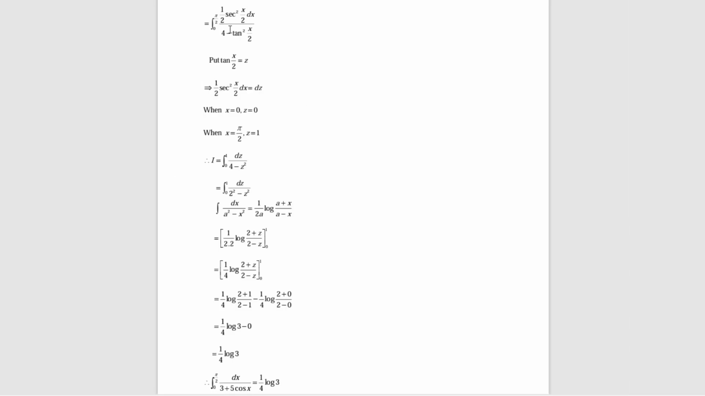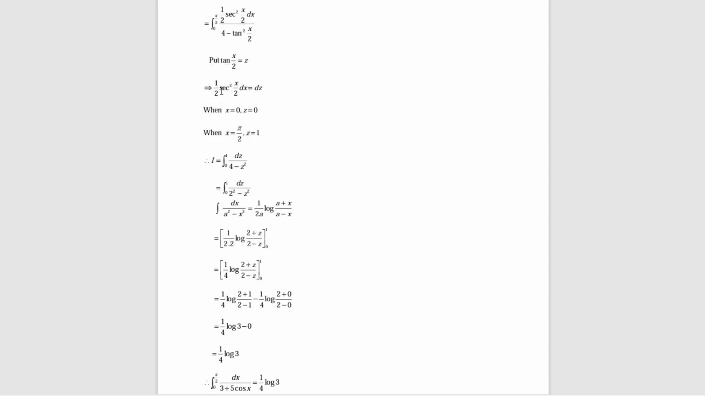Now we can see that there is sec square x by 2 and also tan square x by 2, and from our previous videos we have learned how to take some part as z, right? Since the differentiation of tan x by 2 is sec square x by 2, which is also present in this part, so we can assume tan x by 2 equals z. If you don't understand, just go through my previous videos, there I have discussed about assuming z.